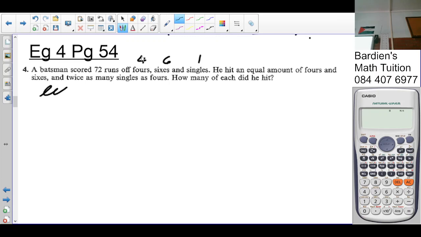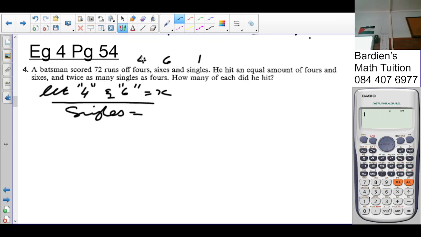So let the number of 4s and the number of 6s each equal x. Because the amount of 6s and 4s he hits is the same, it's an unknown value, so we let it equal x. And twice as many singles. So what will the singles be in terms of x? 2x.